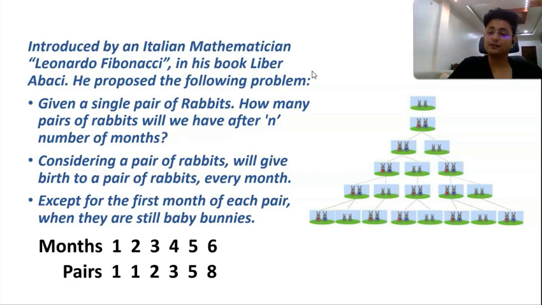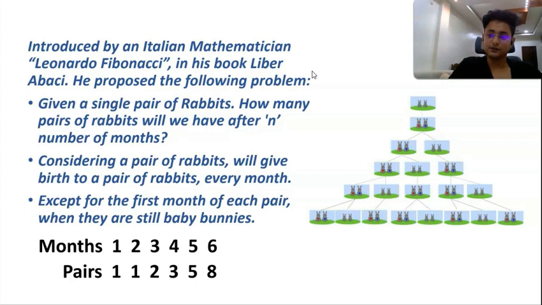So a pair of rabbits can give birth only after they cross the first month, because in the first month they cannot reproduce as they are still babies. Once they become adults they can reproduce. So in the first month they can't reproduce.